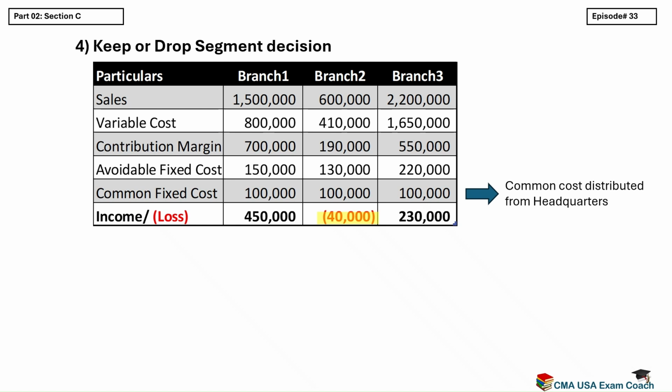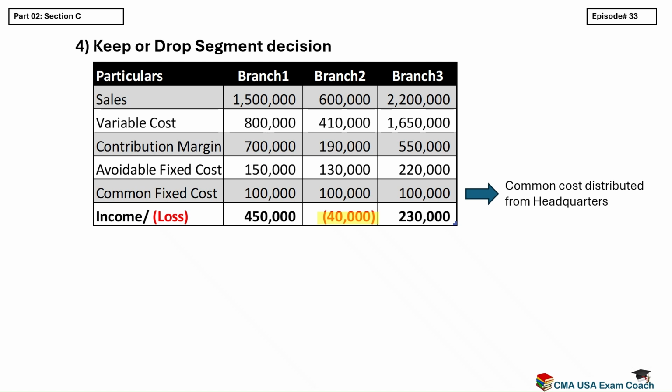The key thing we need to understand is that just because a branch is showing a loss in the income statement, it doesn't always mean it's a bad segment. The numbers we see in the final row are after allocating both avoidable and common fixed costs. But when management evaluates whether to keep or drop a segment, they don't make the decision based on the total accounting loss alone. They look at the contribution margin and focus especially on the avoidable fixed costs, not the common fixed costs. So now let's look at Branch 2 again.